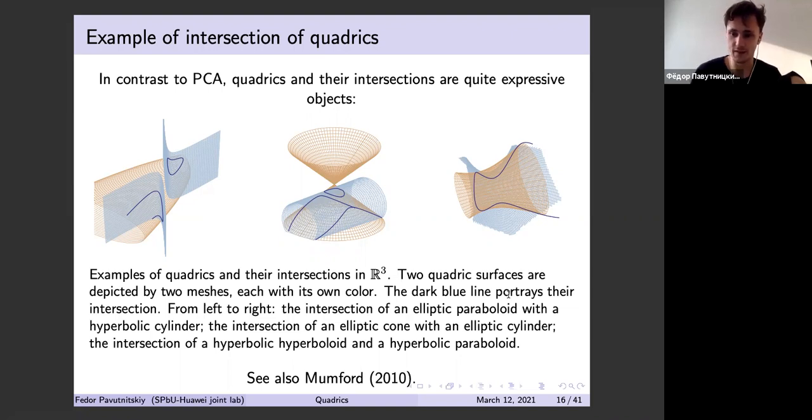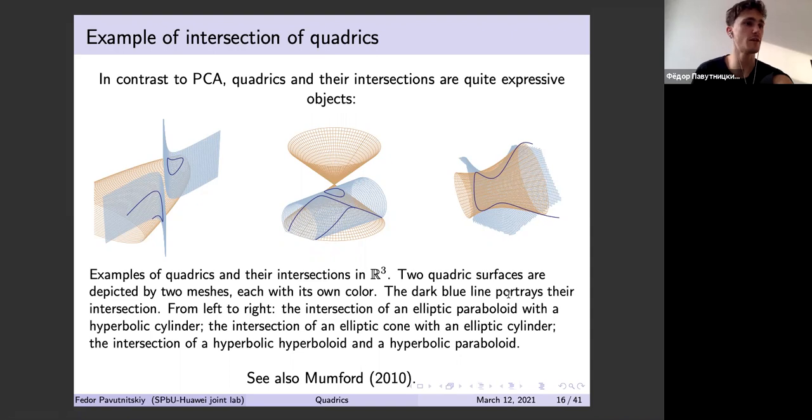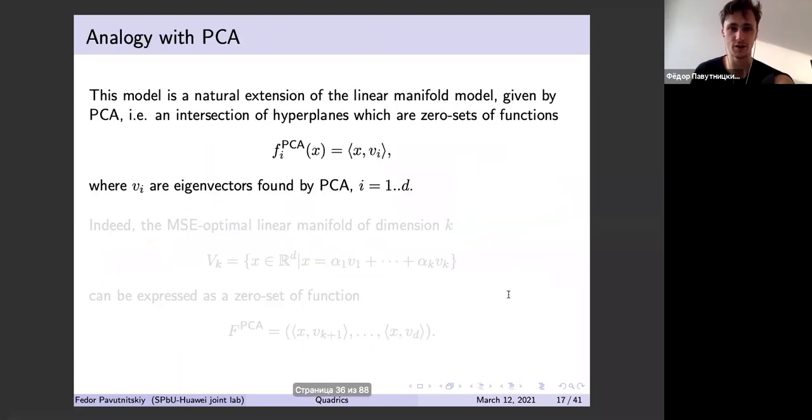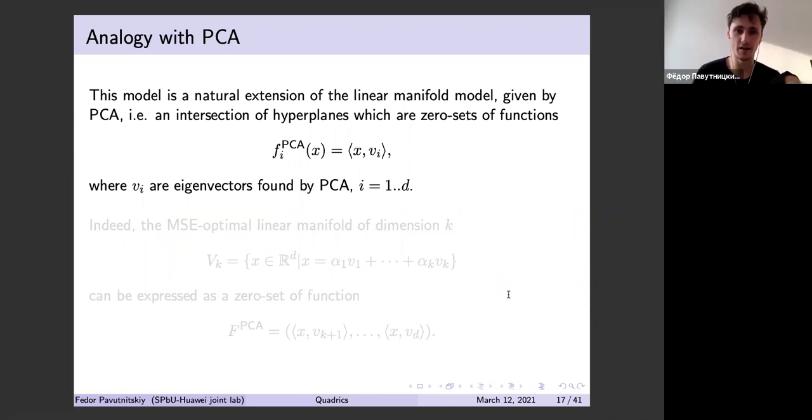Okay. Let's move further. By the way, when should we finish? How much time do I have? Usually we have 1 hour and a half, so till 5 p.m. Okay. Yeah. Okay. So then I will start with the analogy with the linear model.